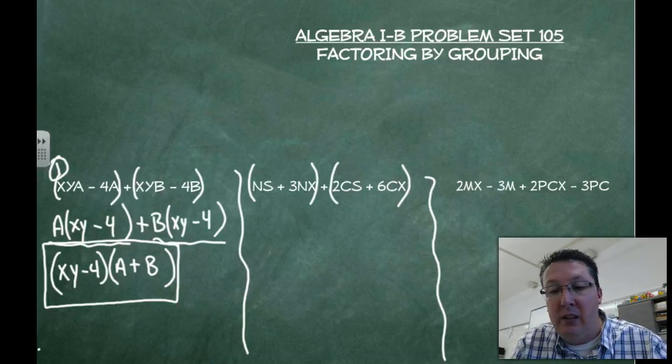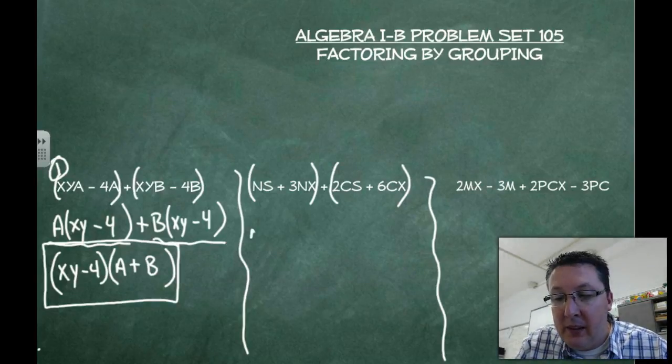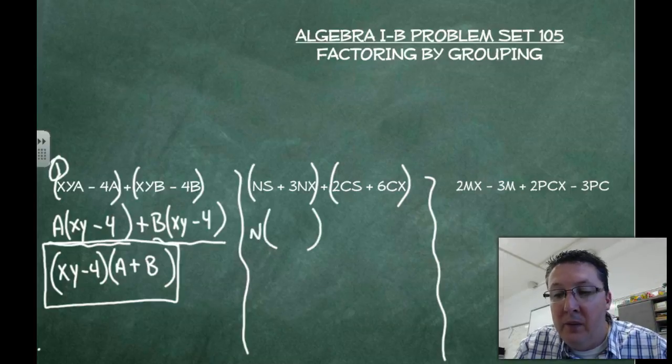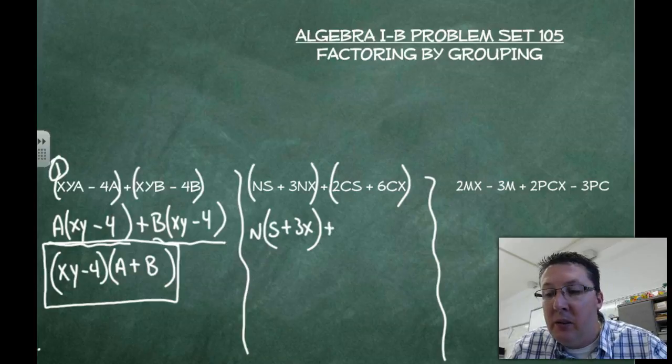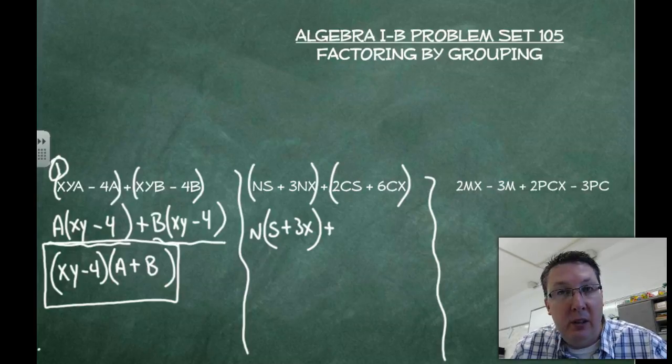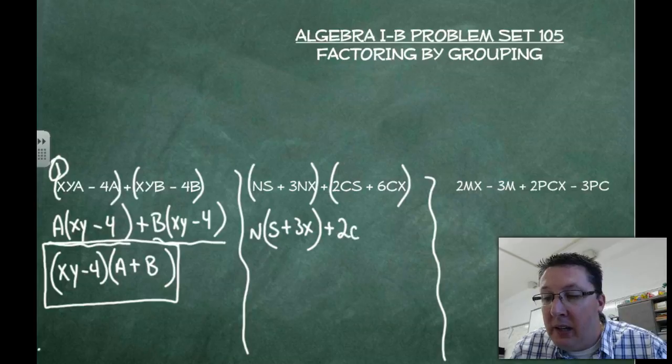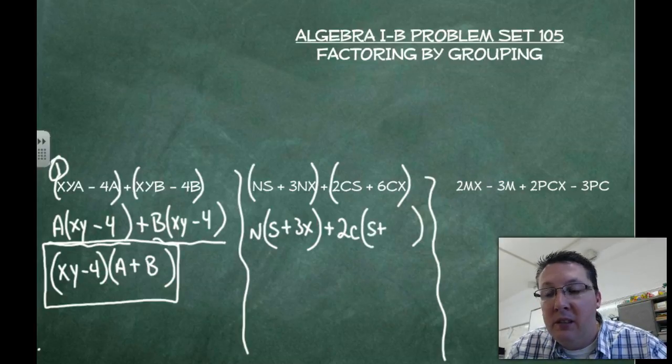Out of this first set, I see that they both have an n. So I'm going to factor out an n. And that leaves an s plus 3x. Plus, it's real important to leave that plus sign in between there. In the second group, what can I take out of both of those? Well, a 2 and a 6. They're both divisible by 2, so I can factor out a 2. And I also see that they have a c in common. So I'm going to factor out a 2c. That leaves an s plus 6 divided by 2 is 3, and I'm left with an x.